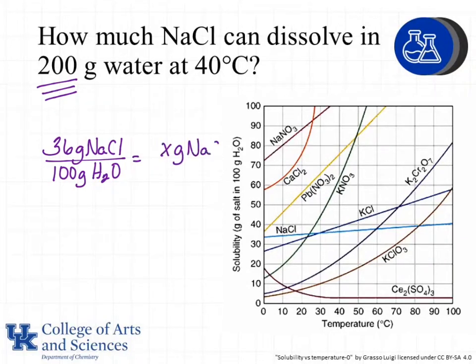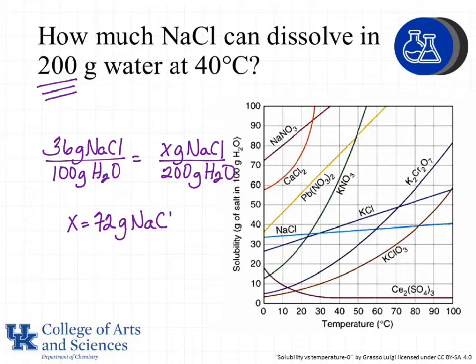And we find that we have X grams of NaCl dissolving in 200 grams of water. When we solve that, we get that X equals 72 grams of NaCl, and this is the amount that will dissolve in 200 grams of water at 40 degrees Celsius.